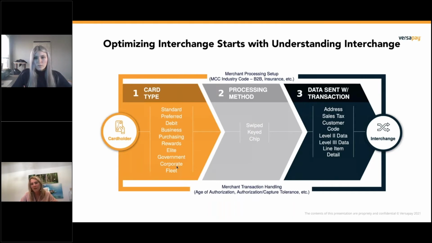So the third element is the part that we consider our secret sauce. This is where the interchange optimization really happens. Because there's lots of information that's sent with that transaction. There's address, sales tax, customer code. There's line item detail in the terms of level 2, level 3. So these are all items that we are able to help maximize that overall savings and optimize your interchange rates.